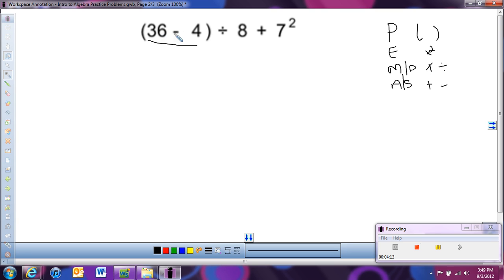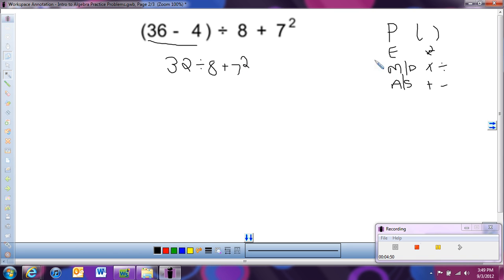So we have 36 minus 4, which will give us 32. Some people ask, well, how do I know if I'm done with parentheses? When you have just a number and there's no other operation symbols, that's when you know you're done with the parentheses. If there was another operation there, like plus 6, then I would still keep those parentheses because there's another step. But because I'm just left with a number, I can get rid of my parentheses and just rewrite the rest of my problem. So that would be divided by 8 plus 7 squared.